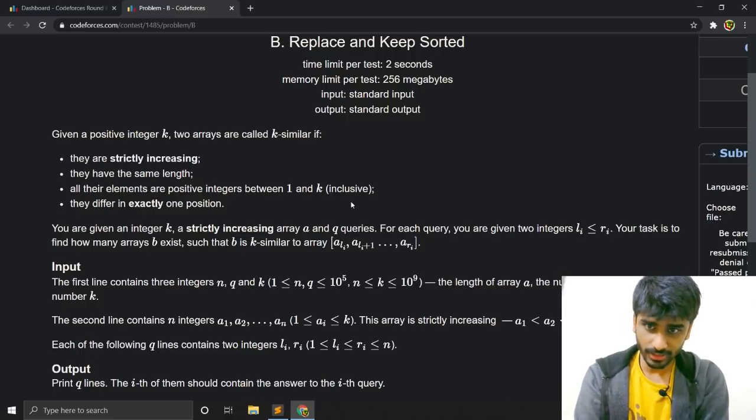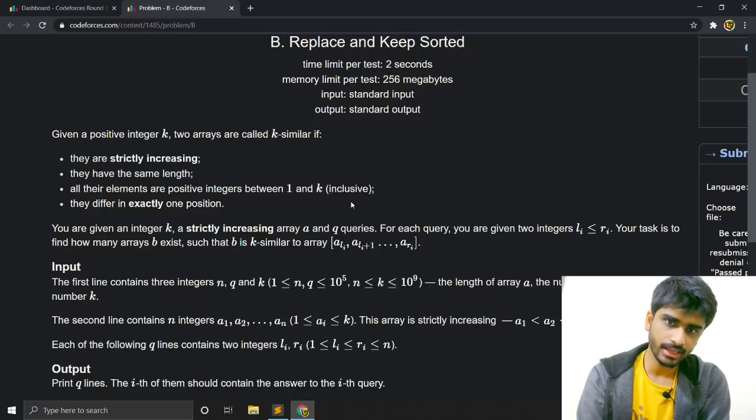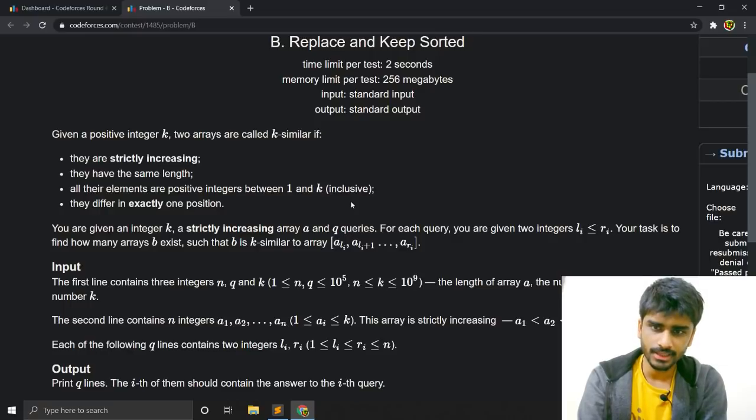So you are given an integer k and a strictly increasing array a and a few queries. For each query, you are given two integers l and r. Okay, and your task is to find how many arrays b exist such that b is k similar to this thing.